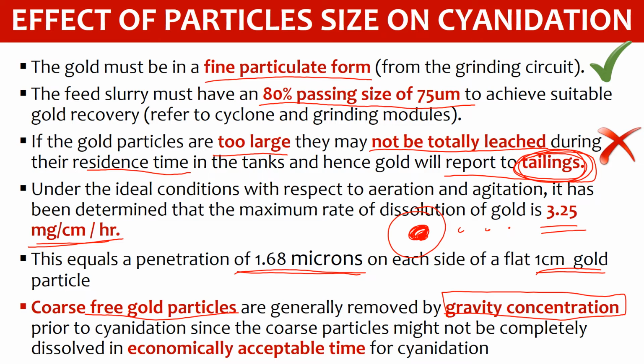Okay, so when you include a Falcon concentrator or a Nelson concentrator before leaching, you completely remove these coarse particles, and then you simply take these very fine particles, 80% passing 75 microns. Those are the ones that you now take to the cyanidation process, and they can be leached in an economically acceptable time. Your residence time, first of all, is low, then the consumption of your reagents is also reduced significantly, hence the need to only take these finely sized particles for the process of cyanidation.